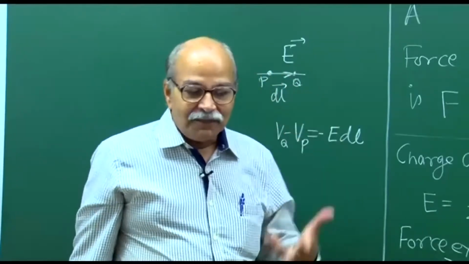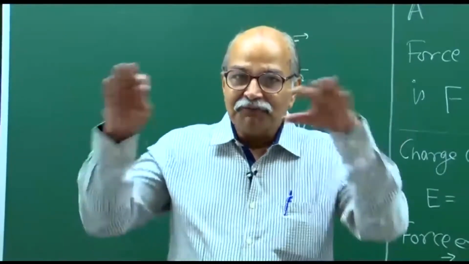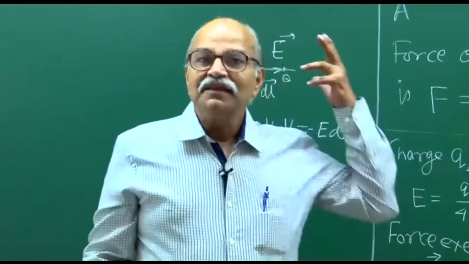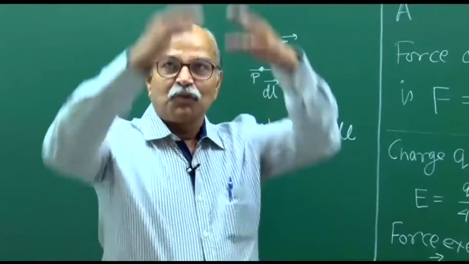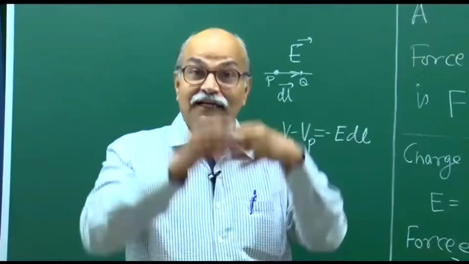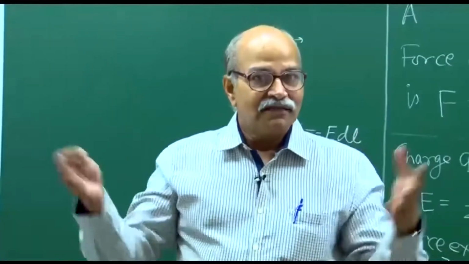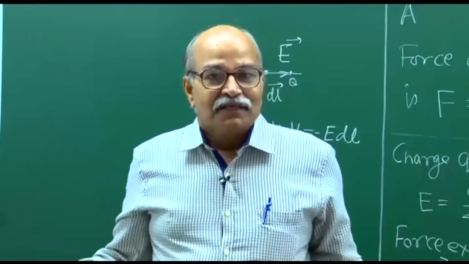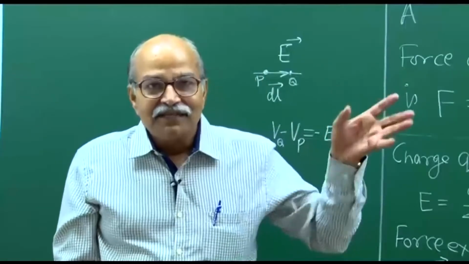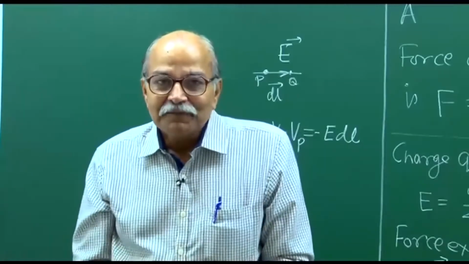So, this potential is another way of describing the same field. The same electric field can be described by giving this potential everywhere. If you know potential everywhere, you can always calculate what is the electric field. If you know electric field everywhere and you fix up potential at one point, you can describe what is the potential at other points. So, these are two different ways to describe that electric field.